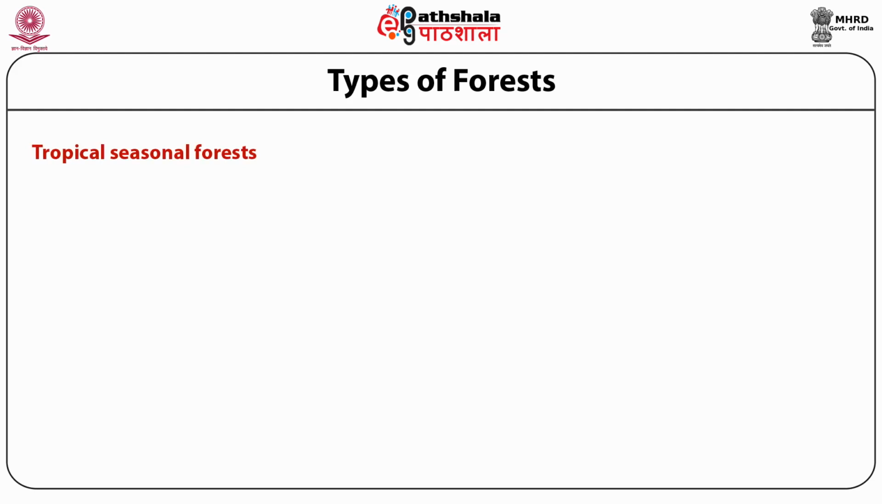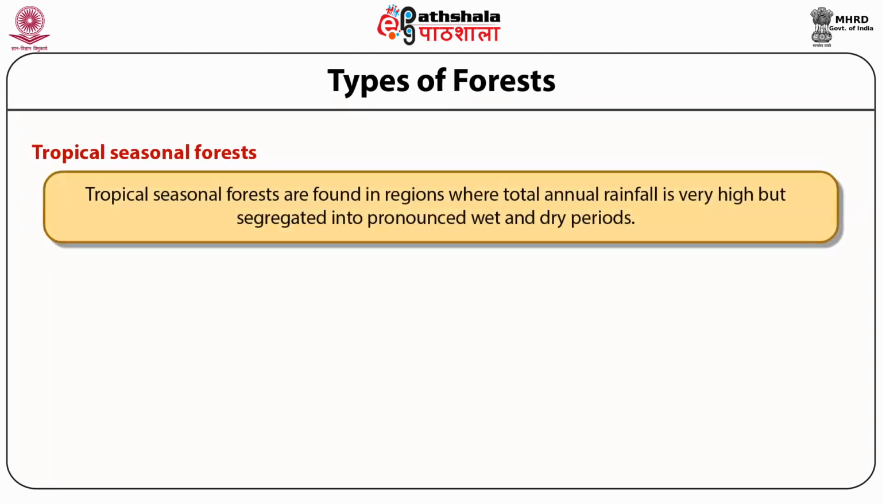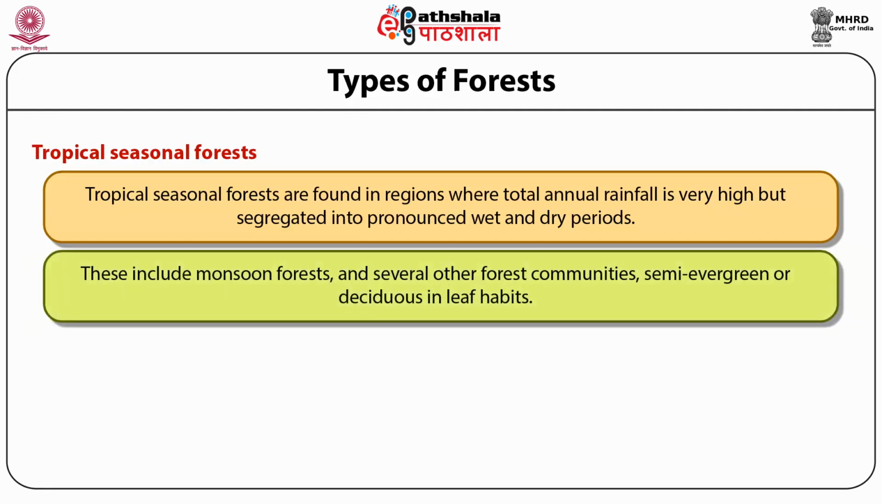Tropical seasonal forests. Tropical seasonal forests are found in regions where total rainfall is very high but segregated into pronounced wet and dry periods. These include monsoon forests and several other forest communities, semi-evergreen or deciduous in leaf habits.